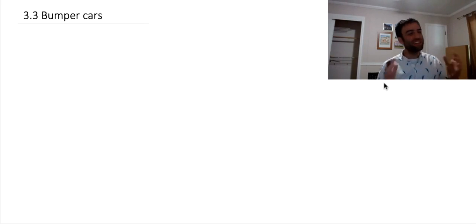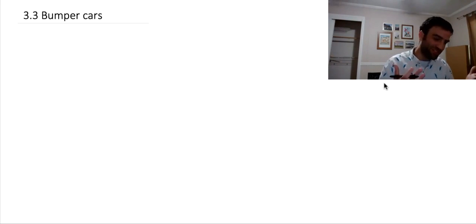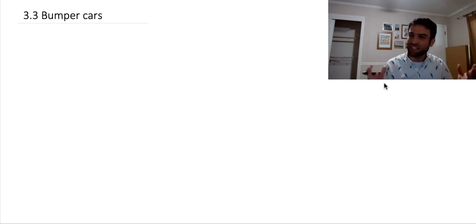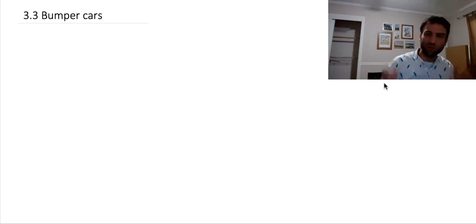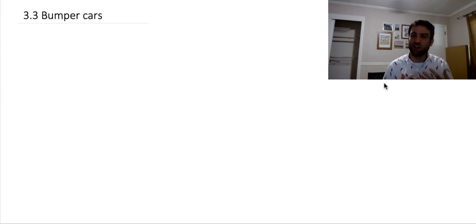Okay, so in this last section of Chapter 3 of the lecture notes, Chapter 2 of the class textbook, we're going to talk about bumper cars, or really just any set of colliding objects. Cars, people, billiards, whatever. The questions we want to start asking in this section are like, why is it that when a stationary object gets hit by a moving object, the stationary object starts moving?